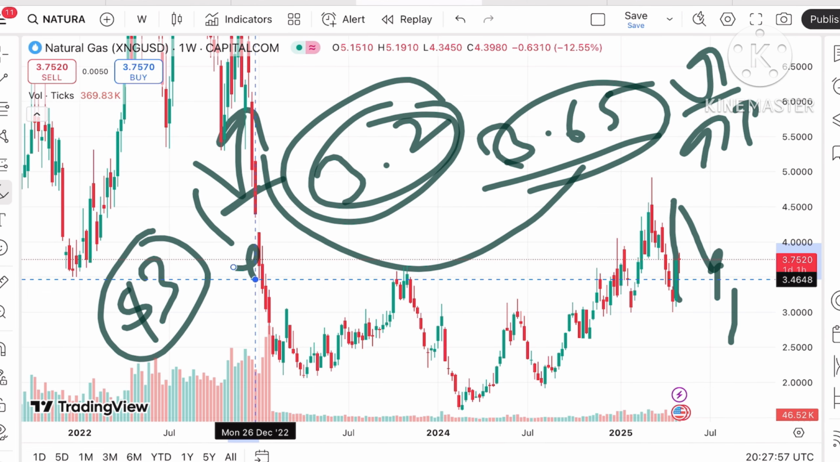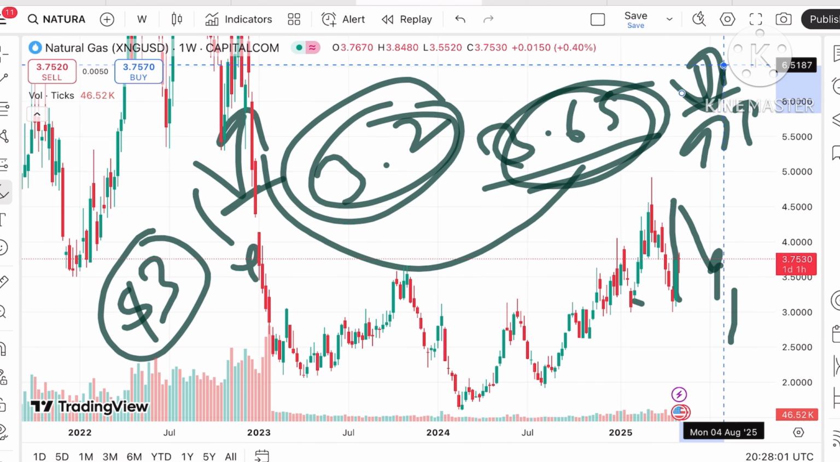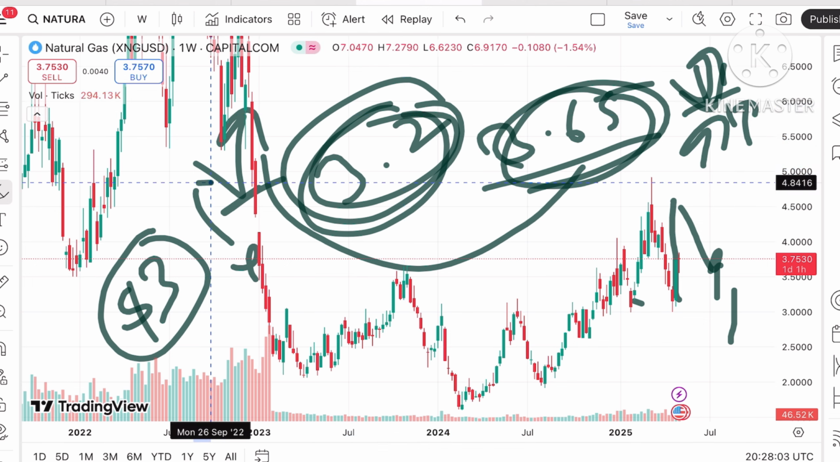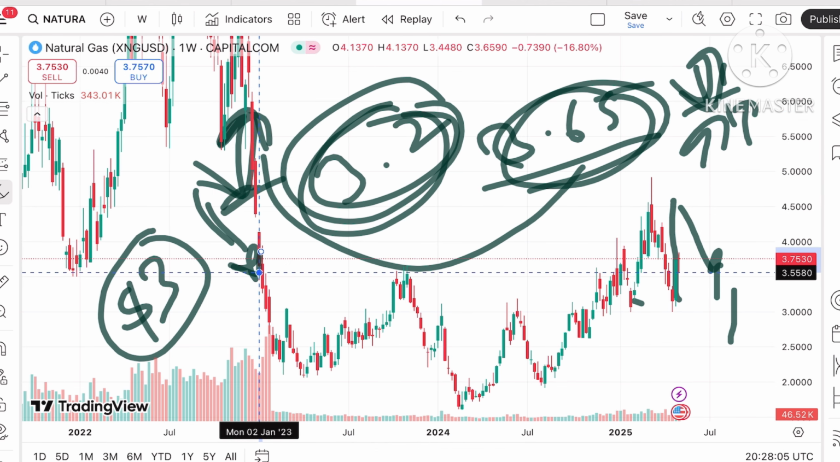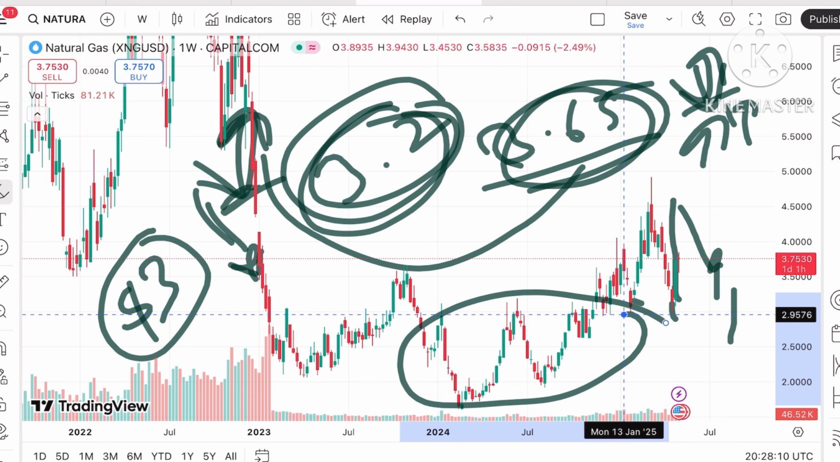But if the bounce back doesn't come from this level, we can see a level of 3.2, and if it doesn't bounce back from there, then we can see a further fall towards $3, and then it will move in that range.